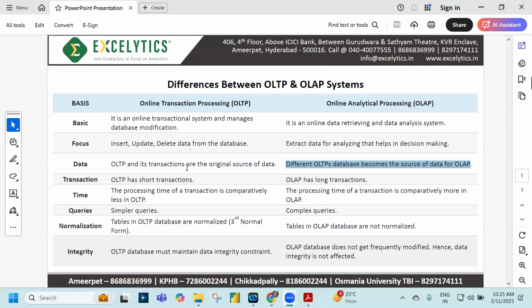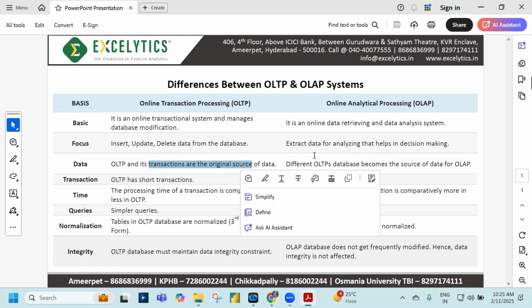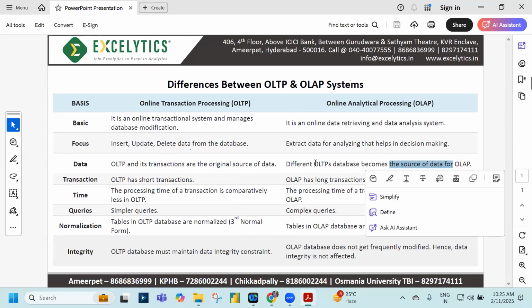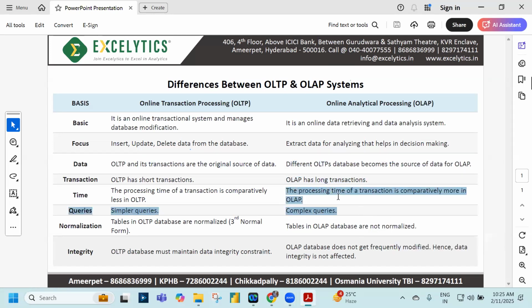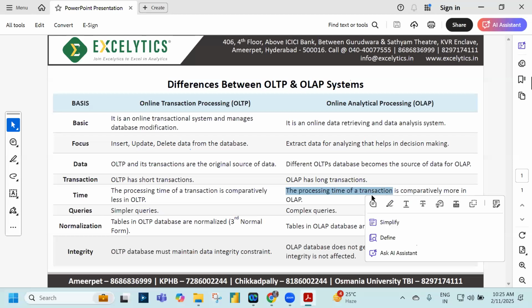Right, here we go. So whatever the original source of data is, from those OLTPs, you get the information to the OLAP. And usually these are long transactions, and the processing time is also more, because these are analytical questions. Simple thing. If I ask you to write 43, 23, 33, you can write it easily, right? Just write it. But suddenly I ask, what is the sum of it?